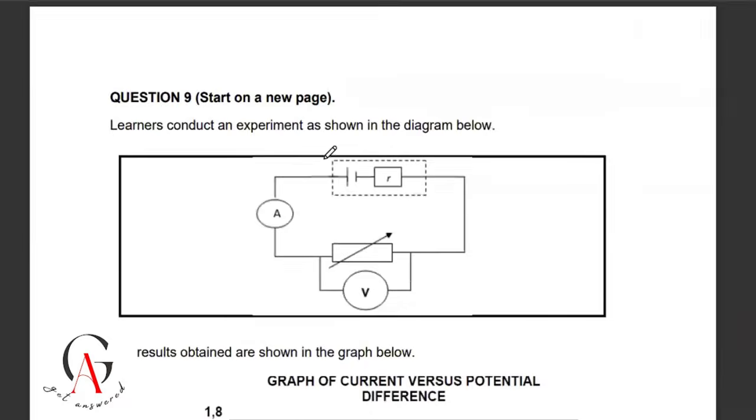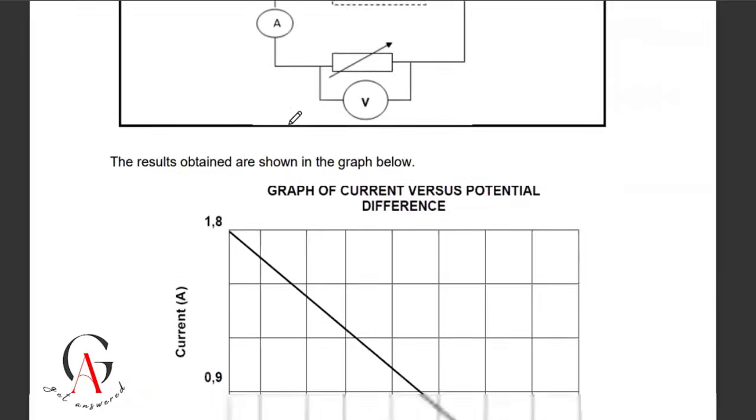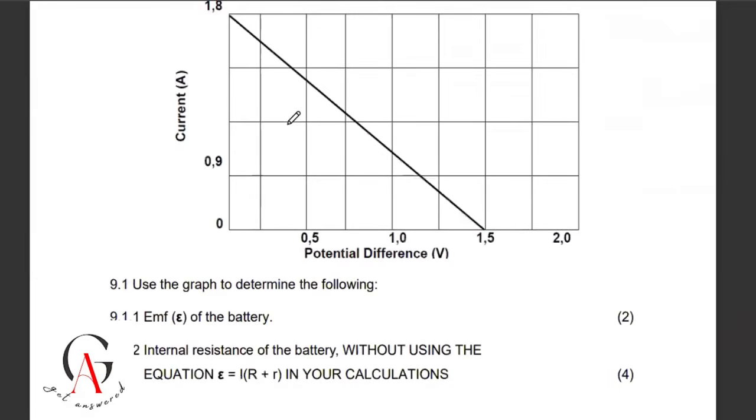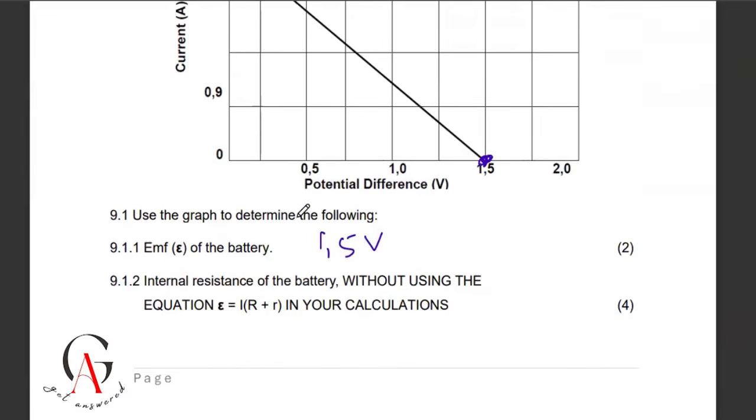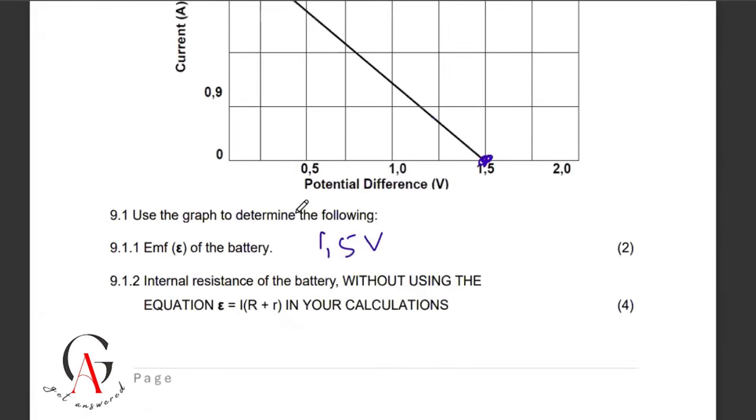All right, then question number 9. Learners conduct an experiment. Okay, as we can see, and that's the graph. Use the graph to determine the EMF. So EMF is where the potential difference starts from. So it's basically 1,5 volts. And then they want us to get the internal resistance. So internal resistance, we just need to calculate the gradient.